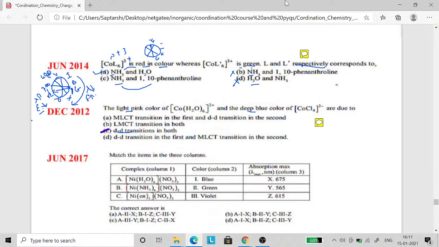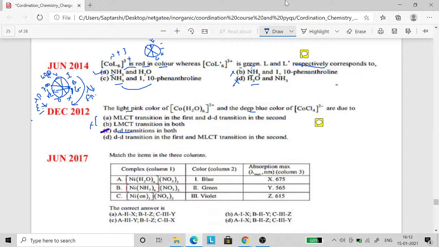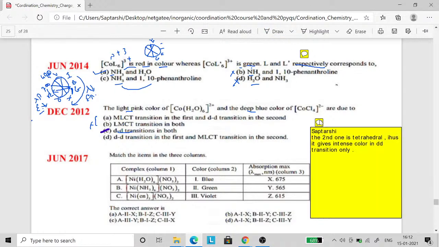One reason we can say is that LMCT and MLCT don't really give light color, they give a very dark color, so we can eliminate the options where it says LMCT or MLCT in the first or in both. And this could have been a case of d-d transition in the first and MLCT in the second, but Co2+ is actually not in the d0 state as we said before.